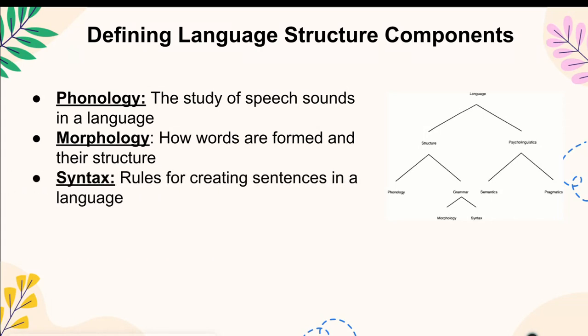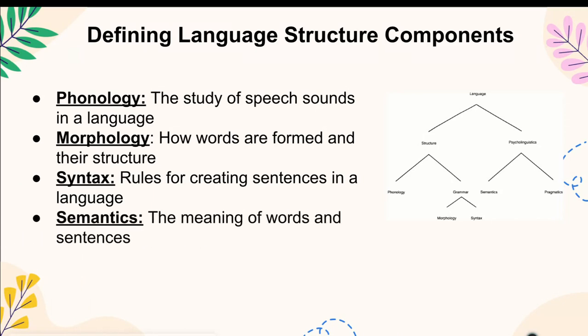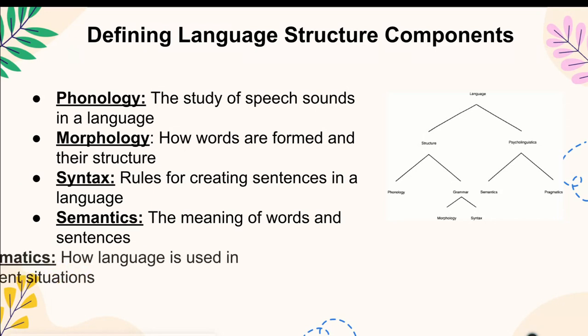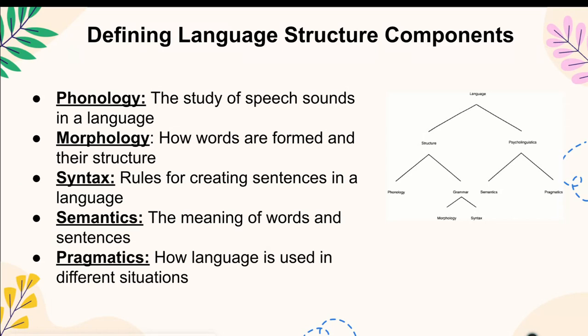Third, syntax. These are the rules for making sentences. It's like the grammar of a language. Fourth, semantics. This is about the meaning of words and sentences. It is the what does it mean part of the language. And number five, pragmatics. This is how we use language in different situations. It's about the social rules of language. Understanding these components helps us see where our students might struggle.